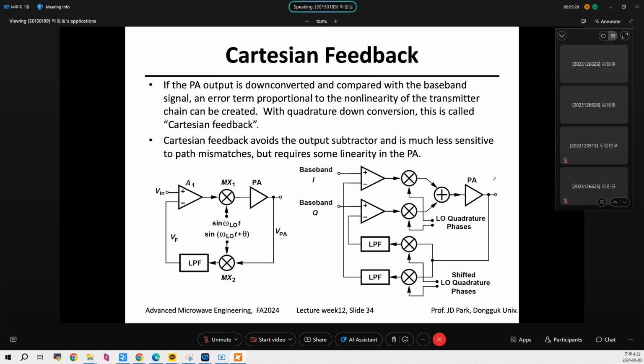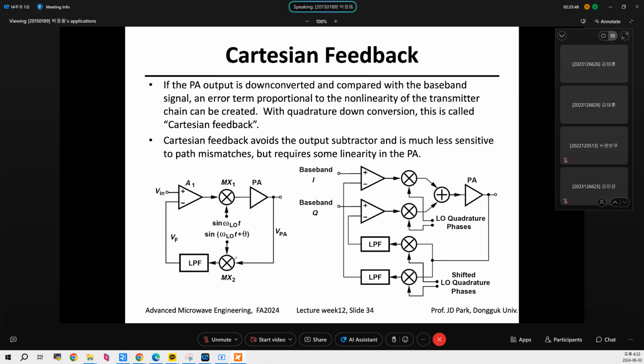Okay, Cartesian feedback uses I and Q, right, to preserve the phase information. Cartesian feedback avoids the output subtract and is much less sensitive to path mismatch, but requires some linearity in the power amplifier. Also requires a very good I and Q. Okay, so let's take a look at this.